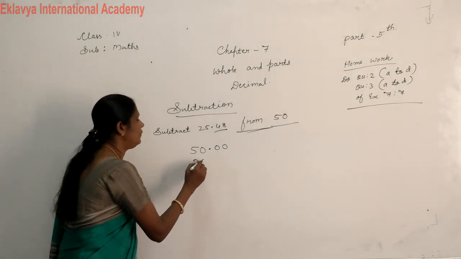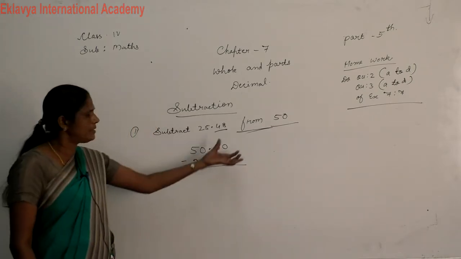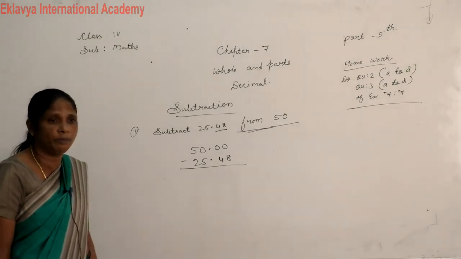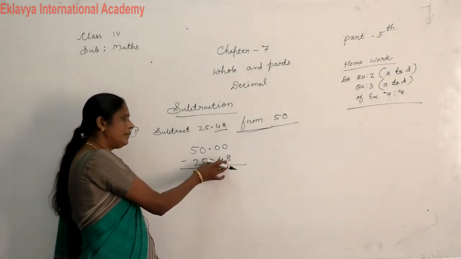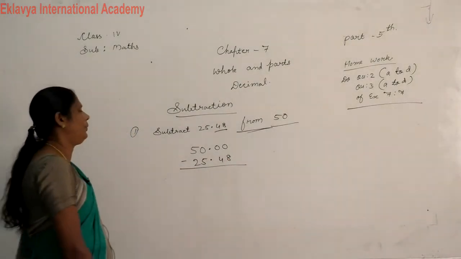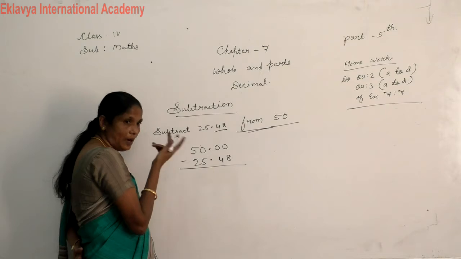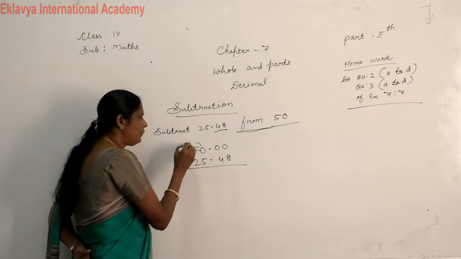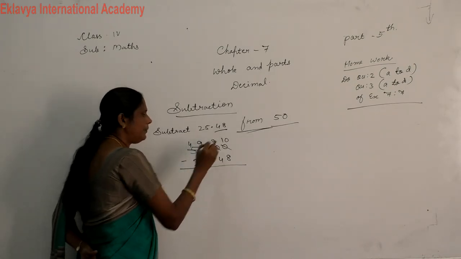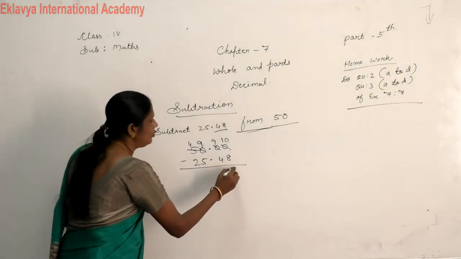Then next, 25.48. Now this number is like a decimal. Now you subtract. 8 take away from 0. Is this possible? No. You take a borrow. Then here also 0, you come here. This also 0, you take from here. This becomes 4, this 9, this 9, this 10. Then 8 take away from 10, you get 2.